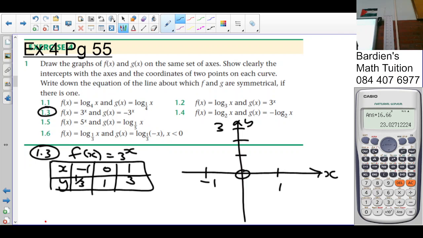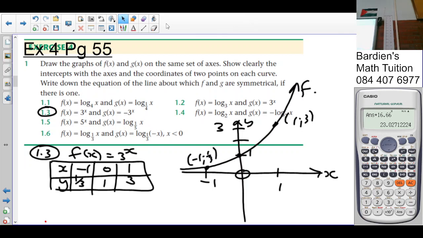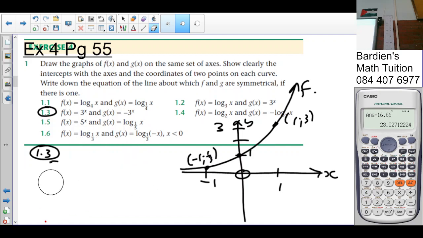Okay. So that would simply be, if x is a third, then now negative 1, y is a third. So negative 1 and a third. 0 and 1. 1 and 3. The graph is coming through again. And this is your f of x graph. We're okay with that? Now g of x, which is minus g of x equal to negative 3 raised to the x.